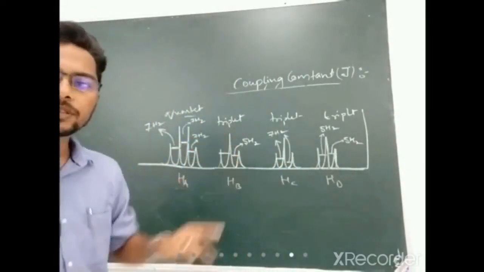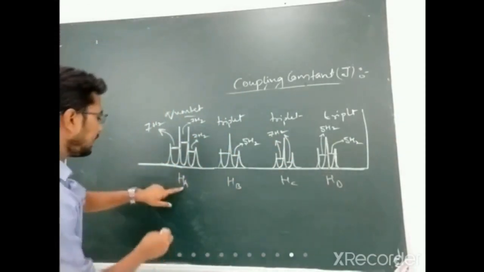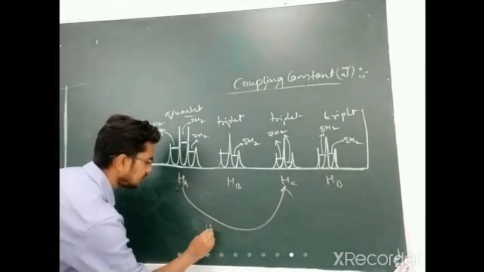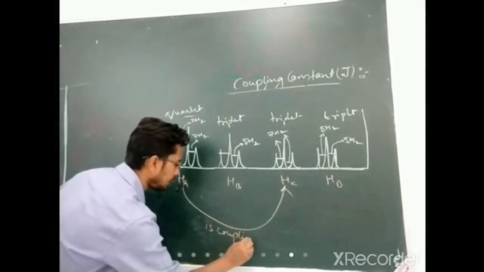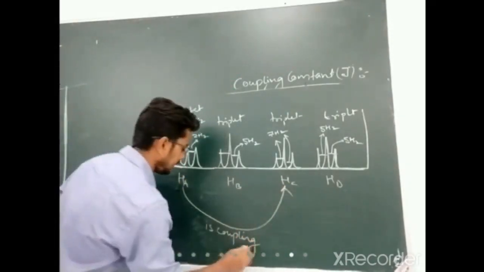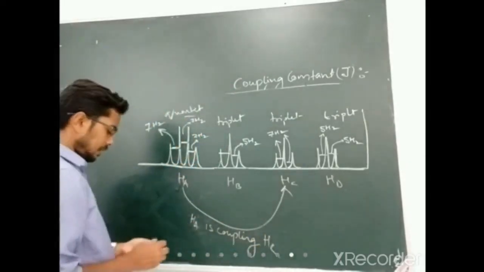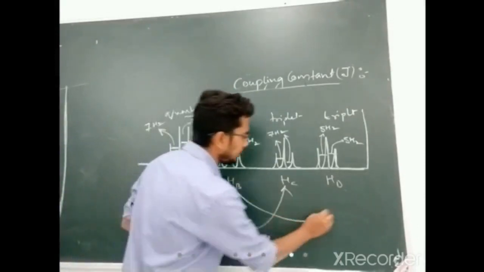Then from the coupling constant value, what we can make out is HA is coupling with HC, and HB is coupling with HD.